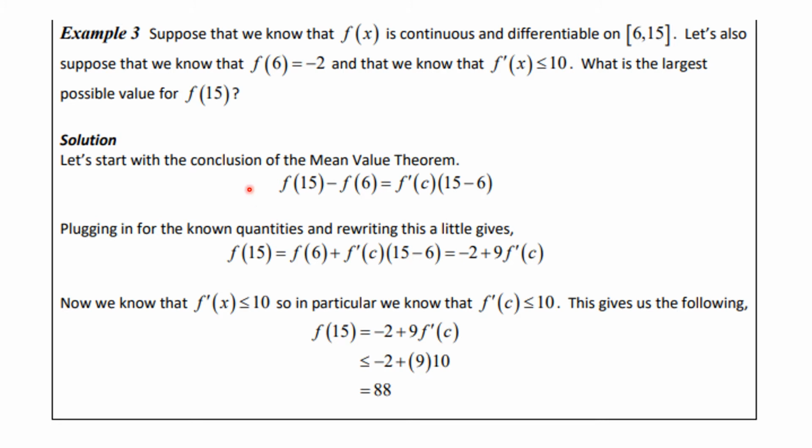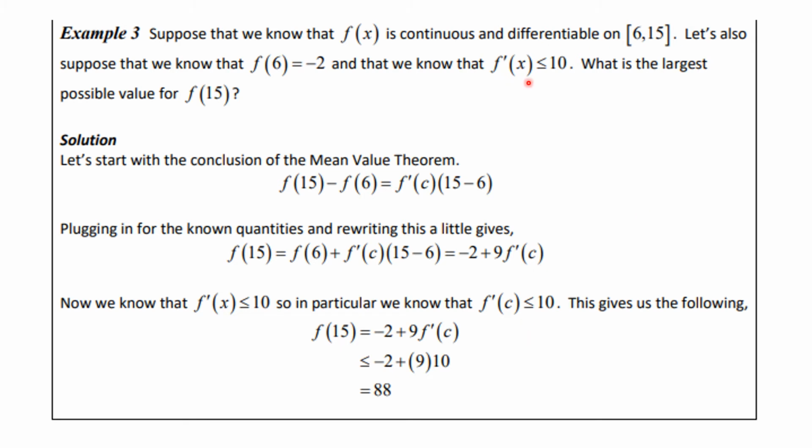Well, the conclusion of the mean value theorem says that f of 15 minus f of 6, all divided by 15 minus 6, is equal to f prime at c. Now we also talked about having it look like this. And so what we're going to do is plug numbers in. So f of 15 is, adding the f of 6 to the other side, f of 6 plus f prime times this. So this is going to be minus 2 plus 9 times f prime at c.